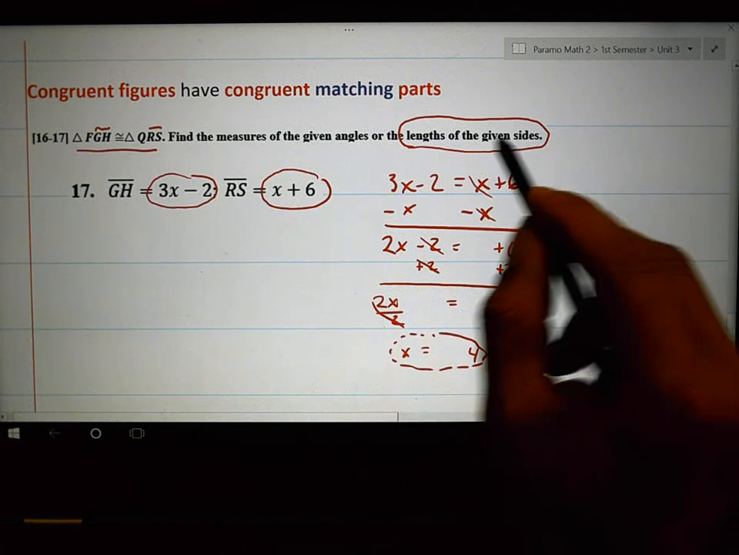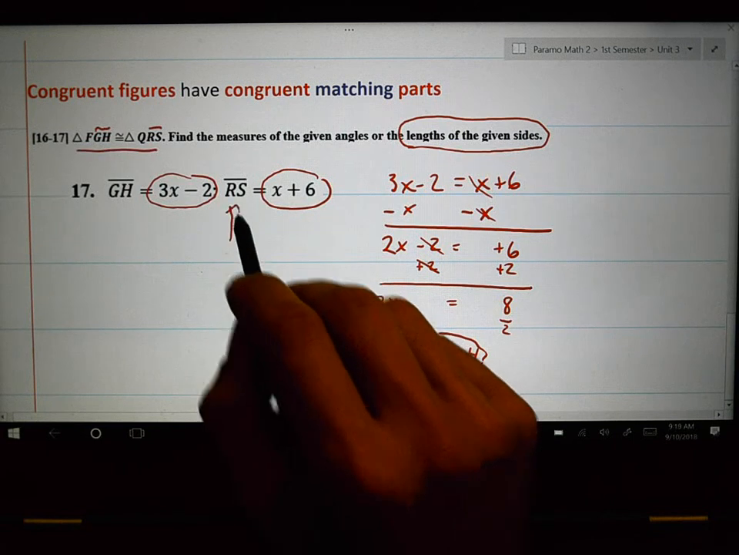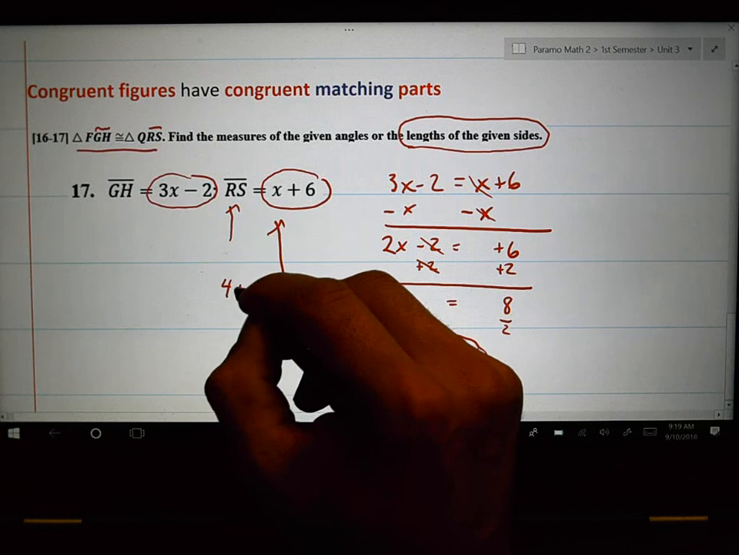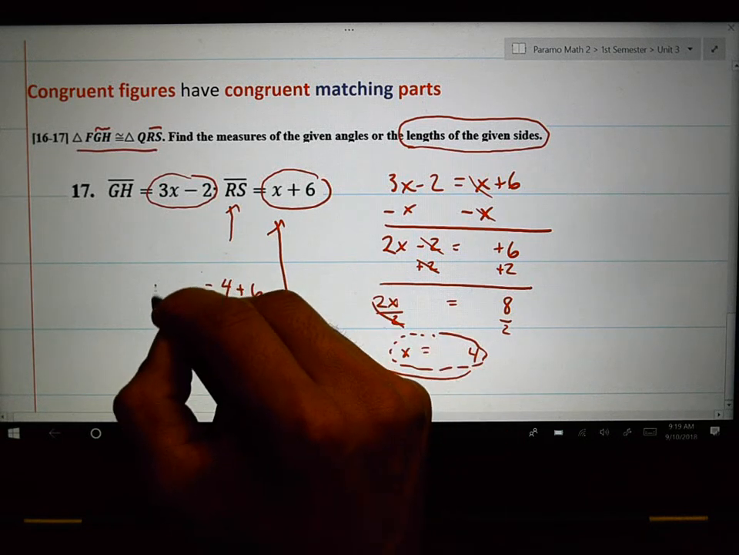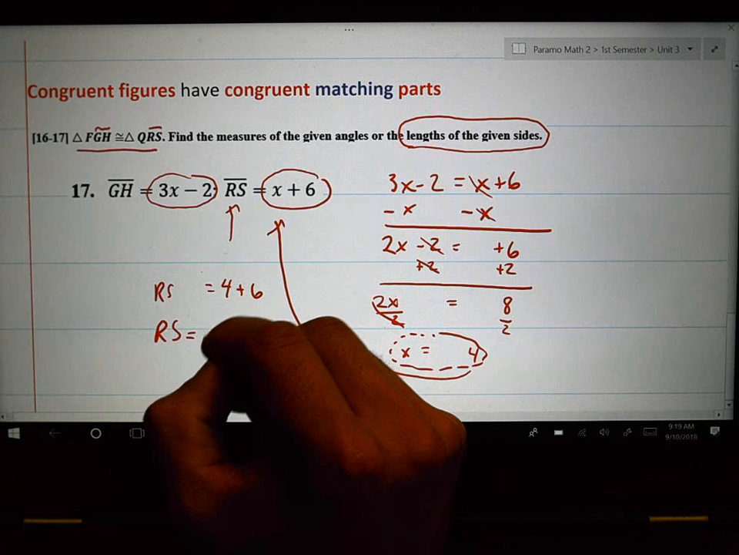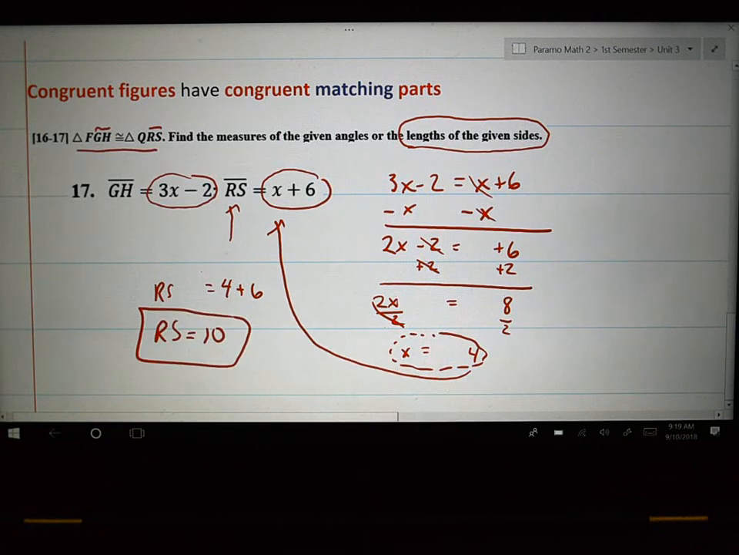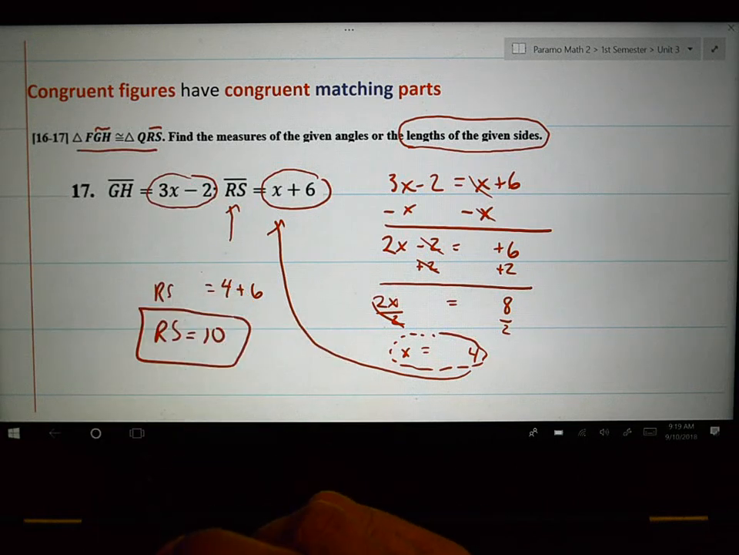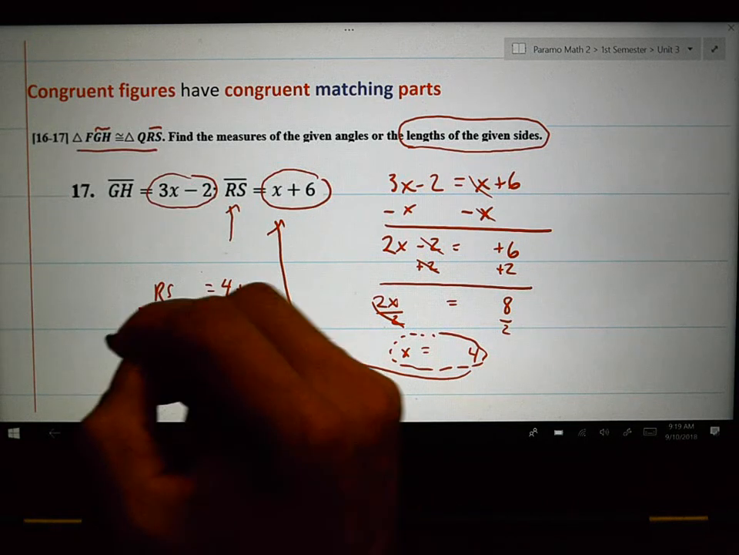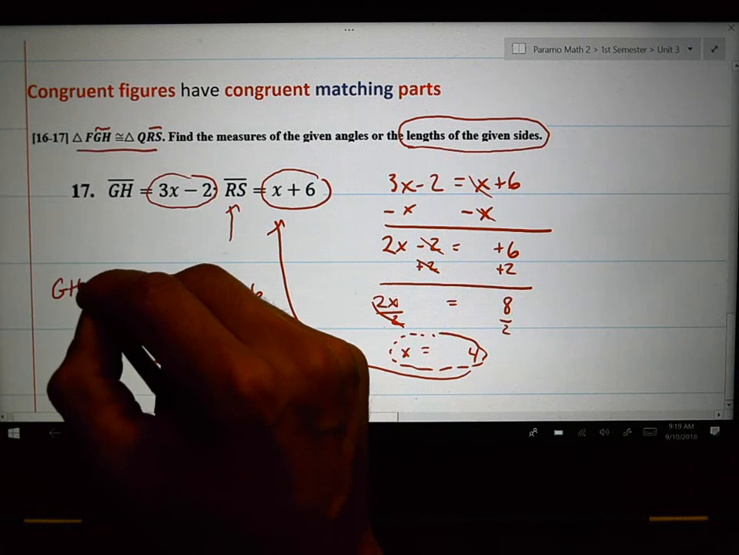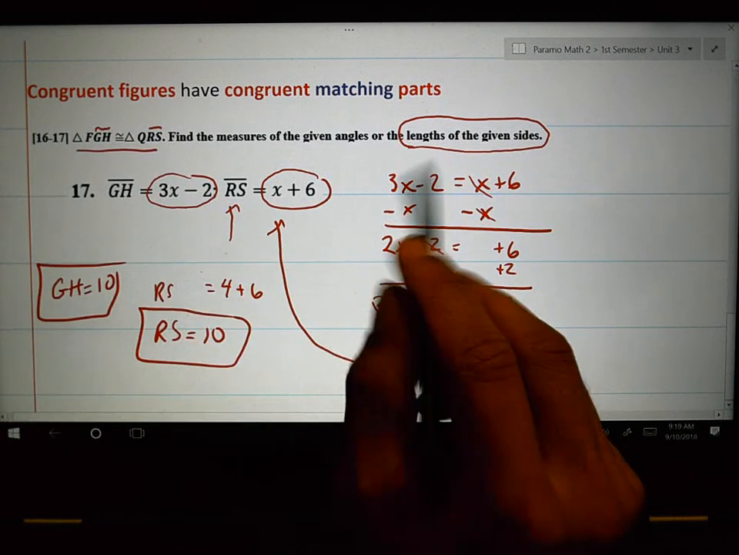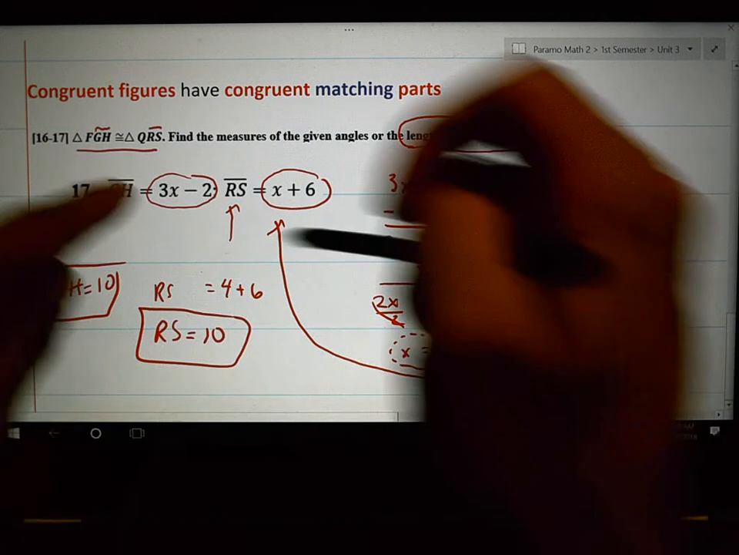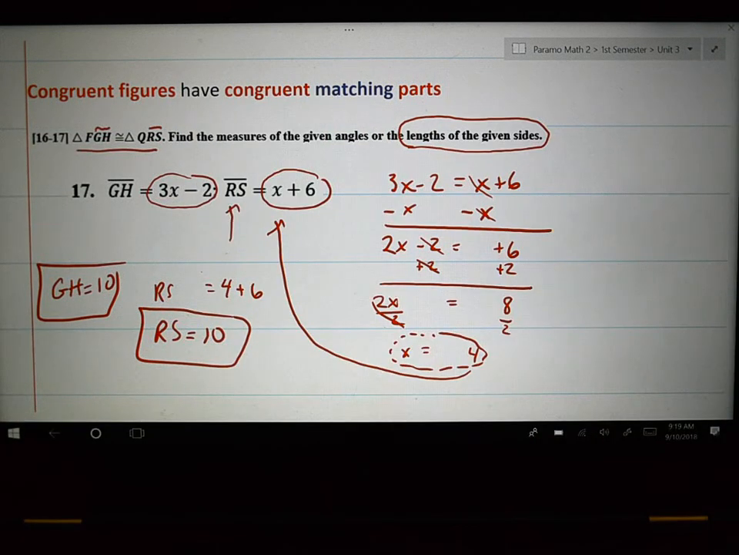To find the length of the given side, how long is RS? RS is this plus 4, or 4 plus 6. How long is RS? 10 units long. You could have figured that out by plugging the 4 in here as well. It would get the same distance if they're congruent, right? So I'm going to say that GH is also 10. And the lengths of the given sides we figured out. The A students will plug the x back in, and don't forget when you're doing that. I'm going to stop your notes right there.